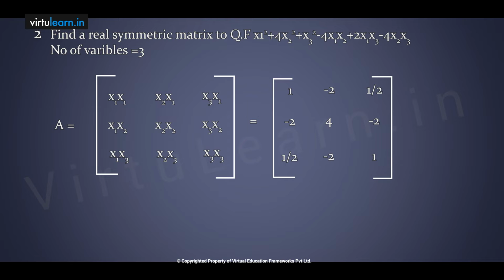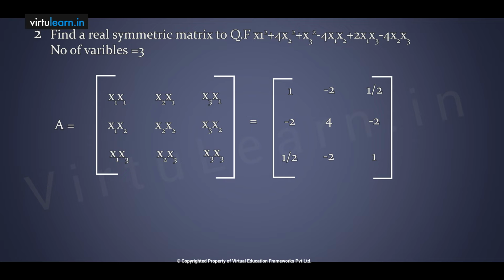Now come to the next one. The position of the next element is second row, second column, that is the coefficient of x2 square, which is 4. Now second row, third column, x2, x3, the coefficient of x2, x3 is minus 4, half of minus 4 is minus 2. I completed the second row also. Immediately you write the second column elements, which must be the same: second row elements minus 2, 4, minus 2, then second column elements minus 2, 4, minus 2.